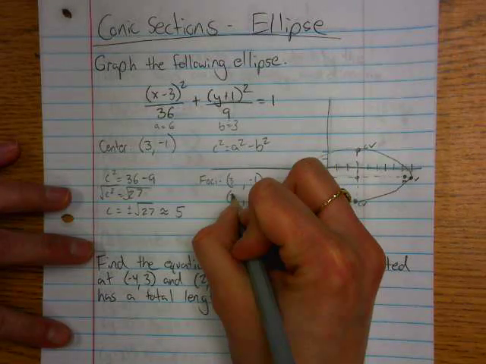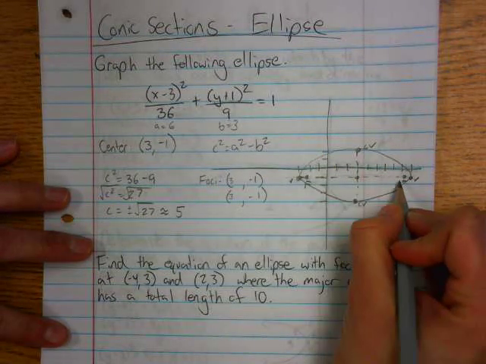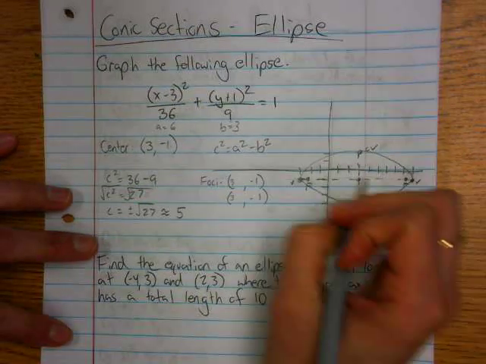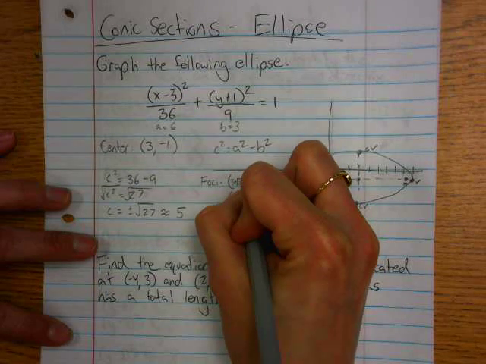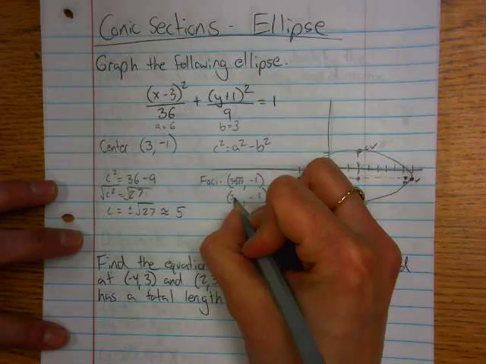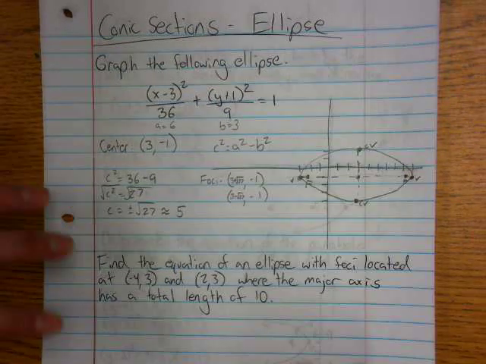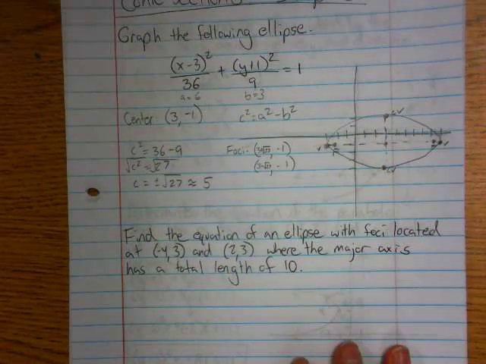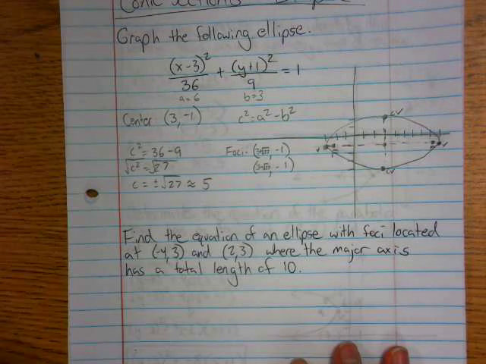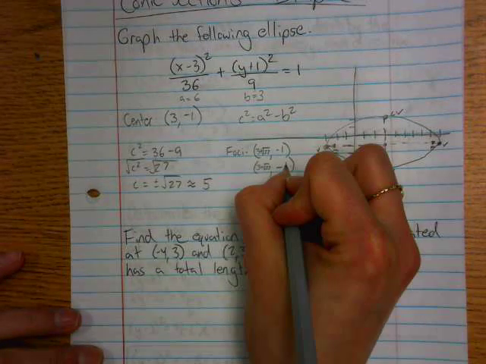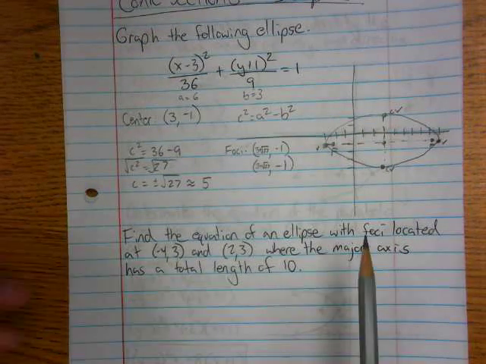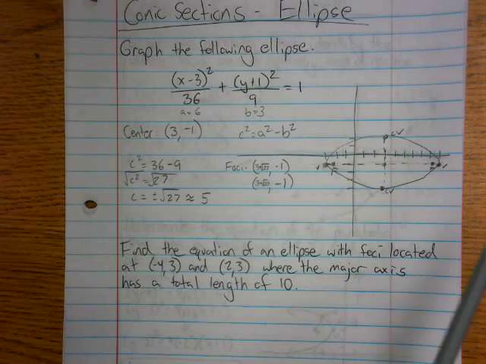And we went from 3 forward root 27 or 5-ish, and we went backwards root 27 or 5-ish. So one of them is going to be plus root 27. That's going to be this one over here on the right side. And then this one would be minus root 27. So I know that's a little bit small, but we end up with (3 plus root 27, negative 1) and (3 minus root 27, negative 1). Okay, so we got the foci, we've got kind of a review of all of our vocab terms there, and then we did what the question asked, which is to graph it.